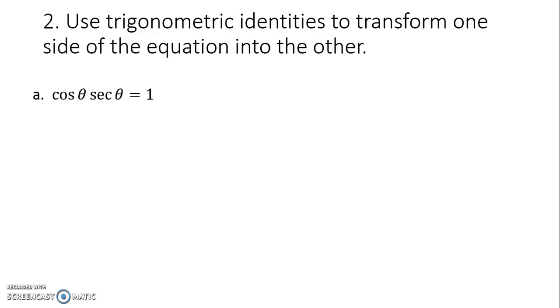Another thing we do is what's called verifying a problem or a trig identity. So it says use trig identities to transform one side of the equation into the other. So I'm going to change one side until it looks the exact same as the other side. I'm not flipping stuff from the left to the right like I would solve an equation, or right to left. I'm just messing with one side, and eventually it's going to be the same as the other.